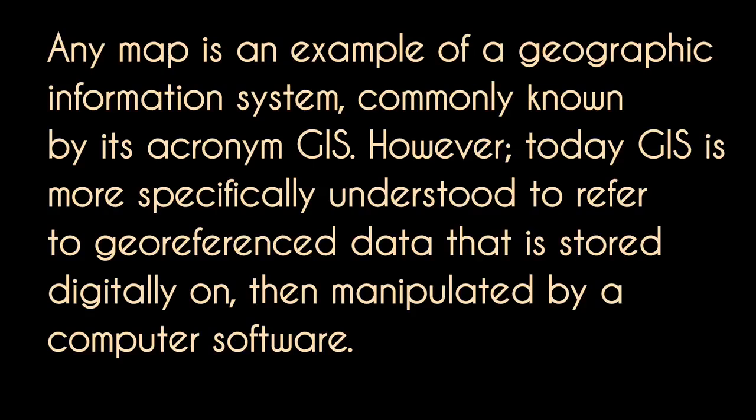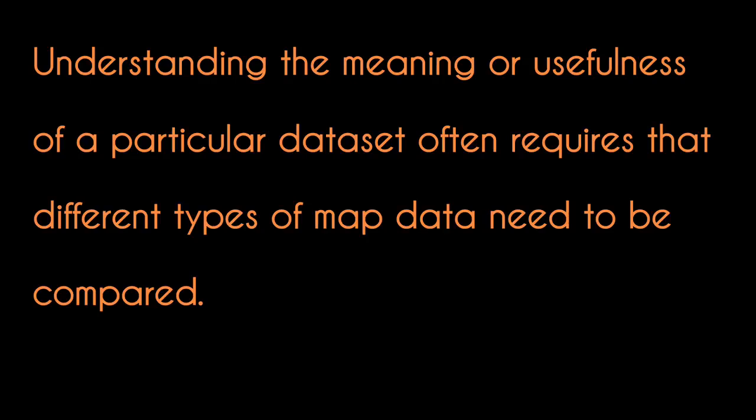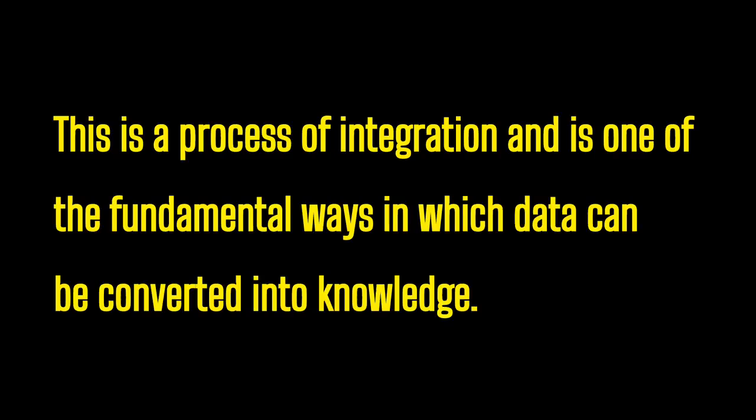Any map is an example of a geographic information system, commonly known by its acronym GIS. However, today GIS is more specifically understood to refer to georeferenced data that is stored digitally on, then manipulated by, computer software. Understanding the meaning or usefulness of a particular dataset often requires that different types of map data need to be compared. This is a process of integration and is one of the fundamental ways in which data can be converted into knowledge.